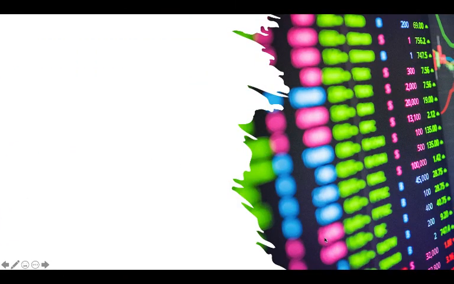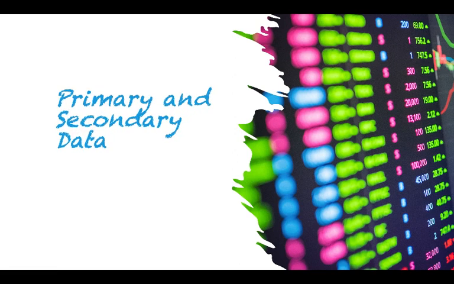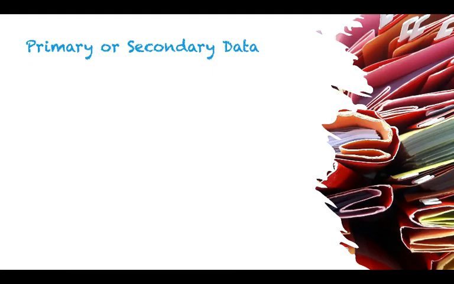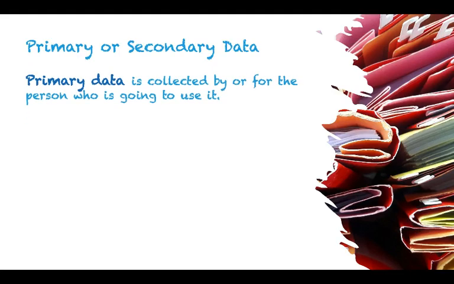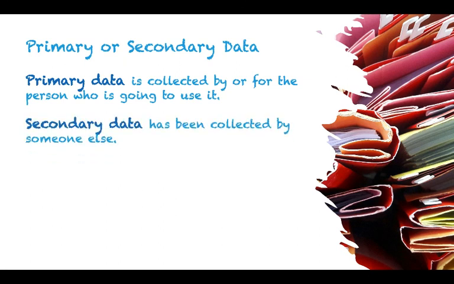Hello. In this tutorial, we look at two terms which are used to describe how data is collected: primary data and secondary data. Primary data is data collected by or for the person who's going to use it. Sometimes we say it's collected by yourself, but in fact that might be a group of people working together.